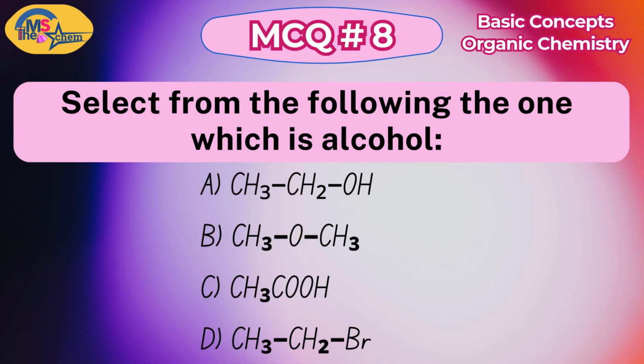As we know that in alcohols, the functional group is the hydroxy group, OH group, which is bonded to the carbon atom. So the option A is the structure of ethanol. So option A is true.